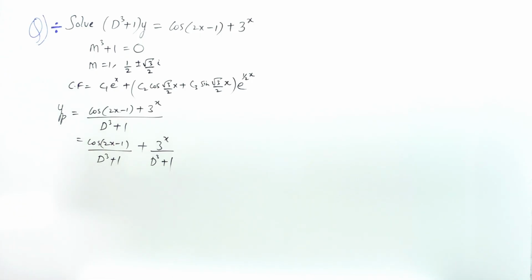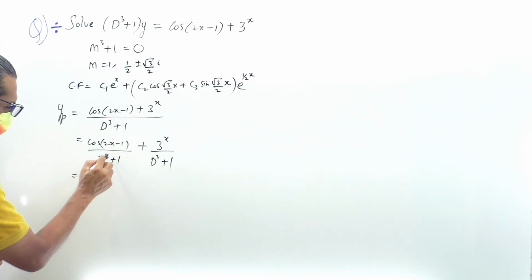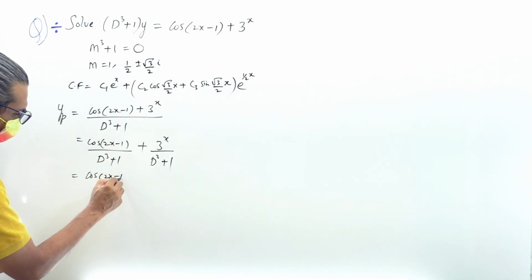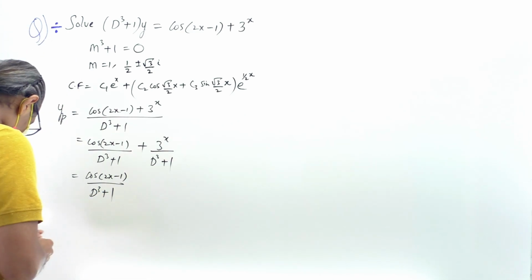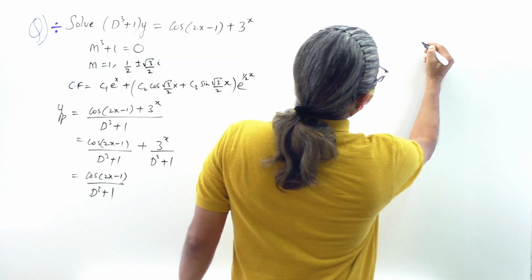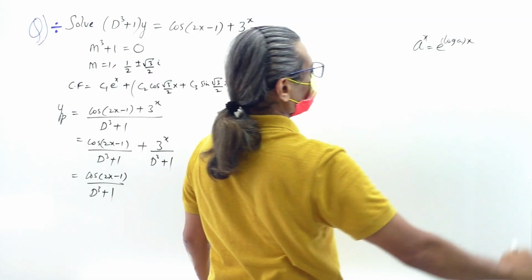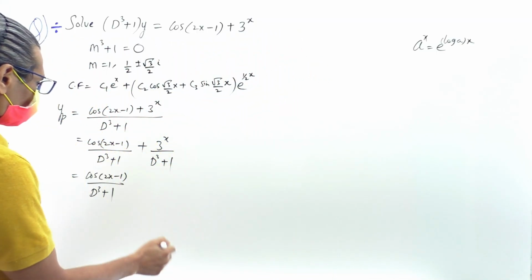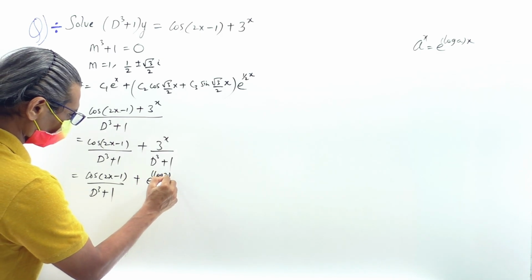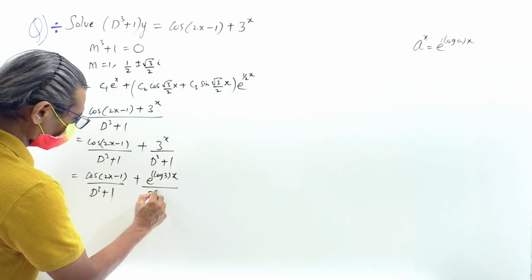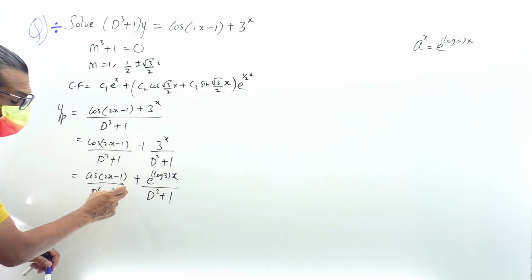Now you tell me, there are so many problems, which types are these? So I'll rewrite this as cos(2x minus 1) as it is, and based upon the theory I mentioned in the previous problem, a raised to x is written as e raised to log a into x. Please memorize it always. So we can write this as e raised to log 3 x upon D cube plus 1. Now tell me which types. This is type number 2.